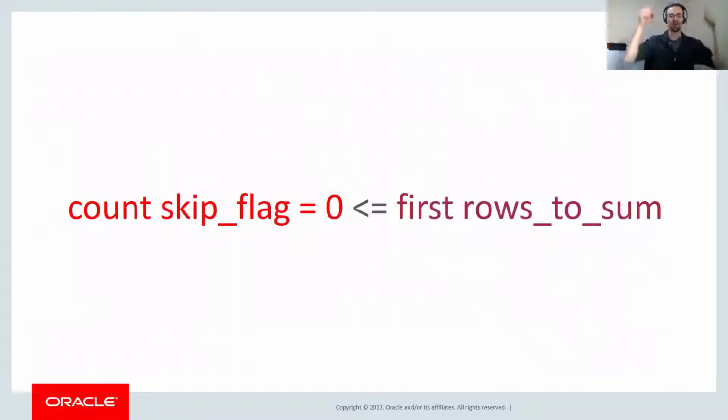So we're looking for a pattern. We've got our first row. That says there's 2 rows we need to include. We need to count until we reach that many where the skip flag is 0 after it. So this is forming the basis of our condition. What we need to do is count the number of rows after the current one. Okay, so how do we do that?